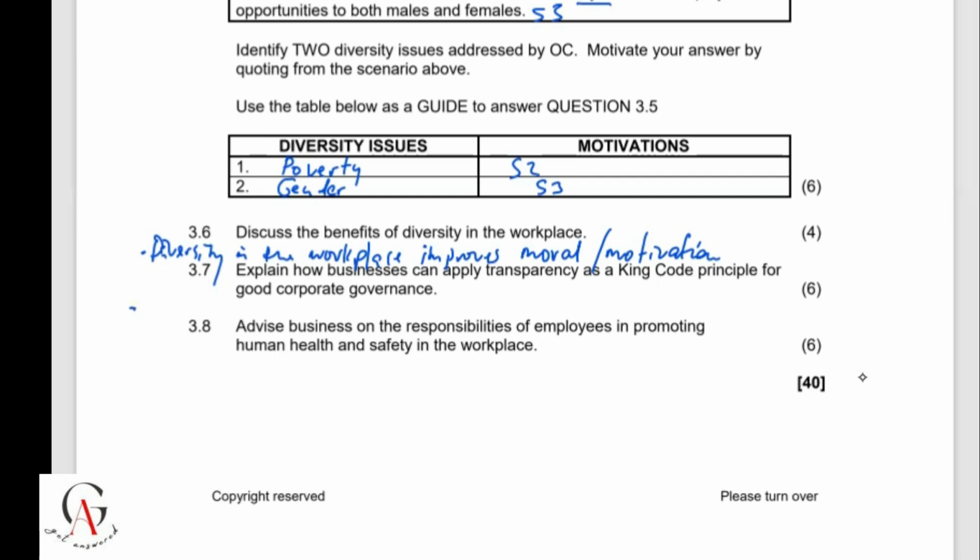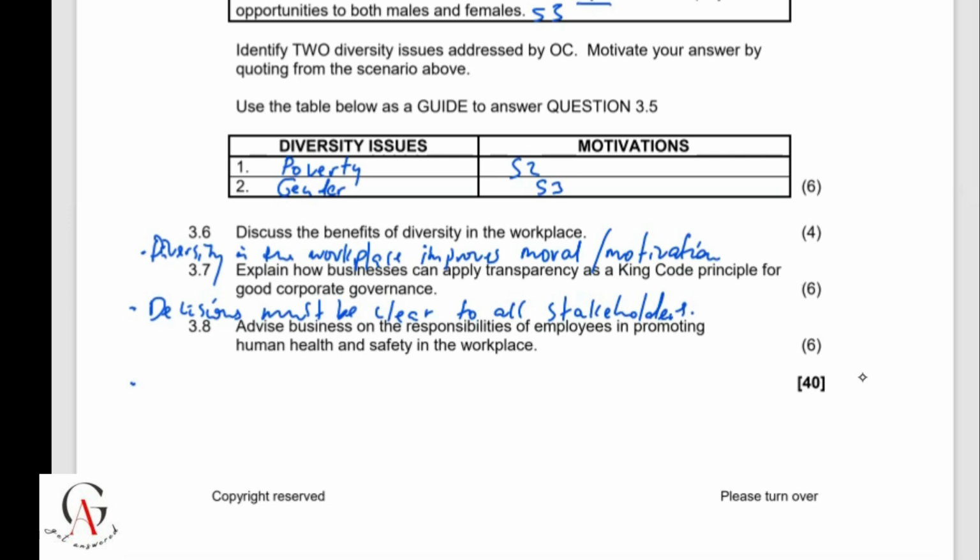Saying that decisions must be clear to all stakeholders. Okay, right. So now let's check out 3.8. So now 3.8 reads as follows.